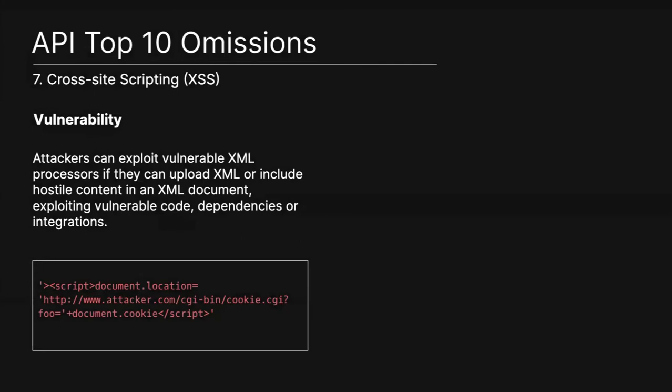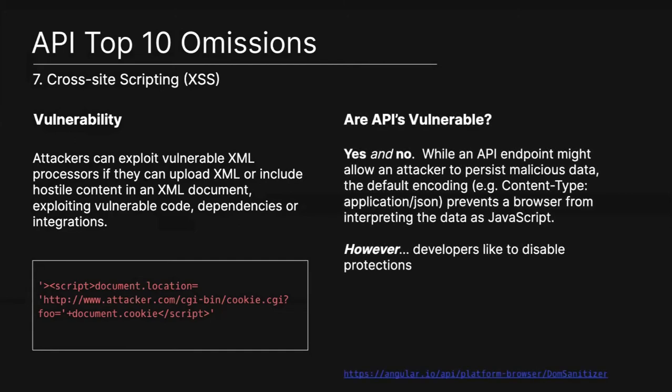Cross-site scripting, we get asked this one actually quite a bit. Are APIs vulnerable to cross-site scripting? And the answer is, well, yes and no. While the API might actually be vulnerable to cross-site scripting, it might not do things like proper input validation. Ultimately, what ends up happening is when an attacker is able to persist that malicious data, the API is sending back that information with the content type of application JSON.